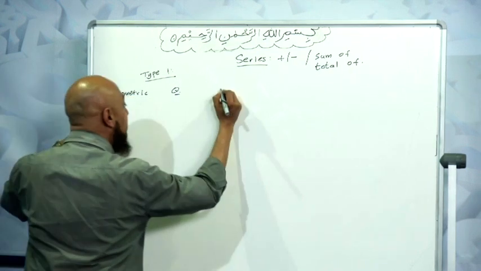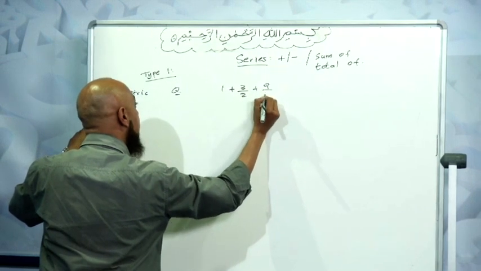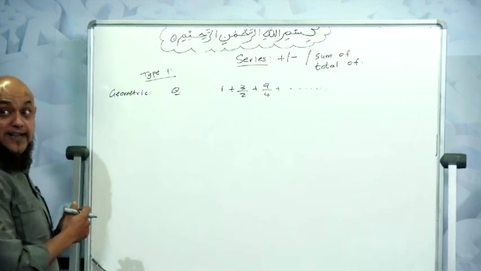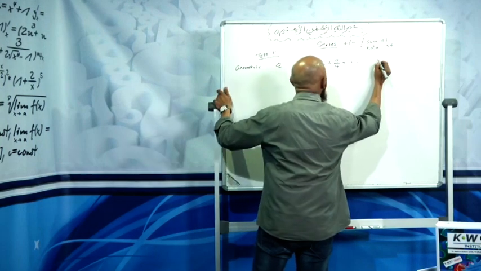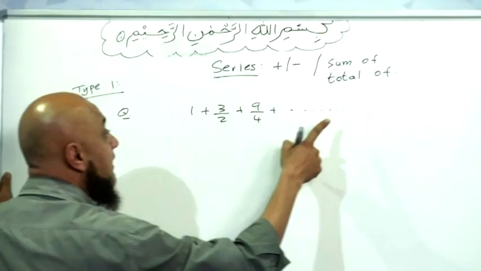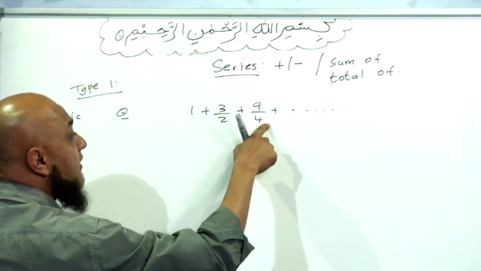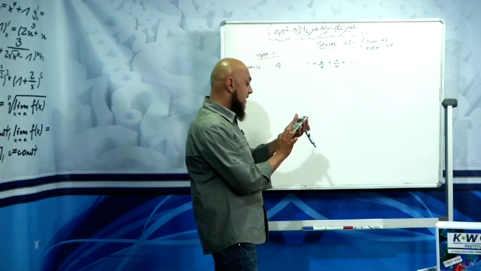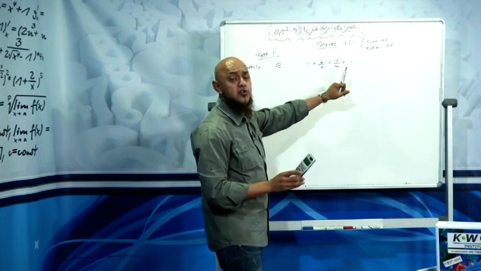So now I tell you, we get 1, 3 over 2, 9 over 4, plus going on to infinity, and I tell you that we have it equal to 8. It has a last term. We tell you that the sum of this, we've got 3 over 2, which is 1.5, and 9 over 4. Let's work out what 9 over 4 is. 9 divided by 4 equals 2.25. So we've got 1.5, 2.25.